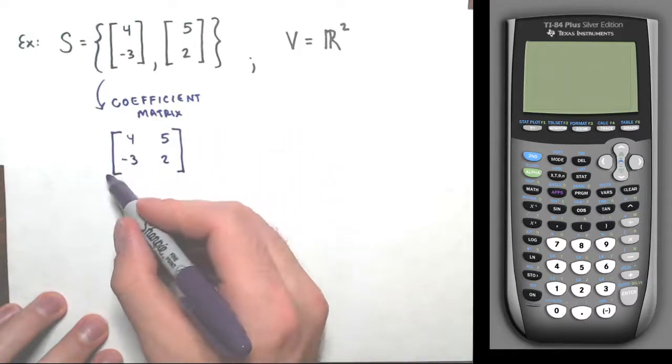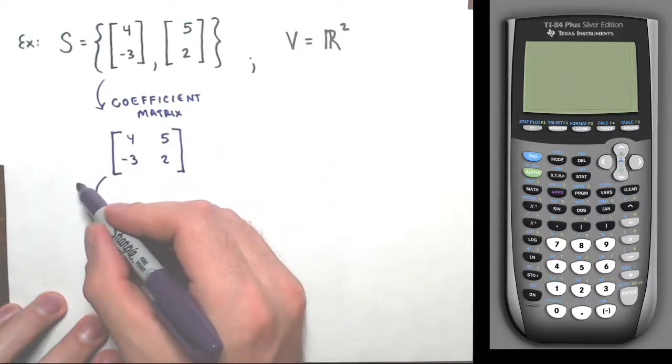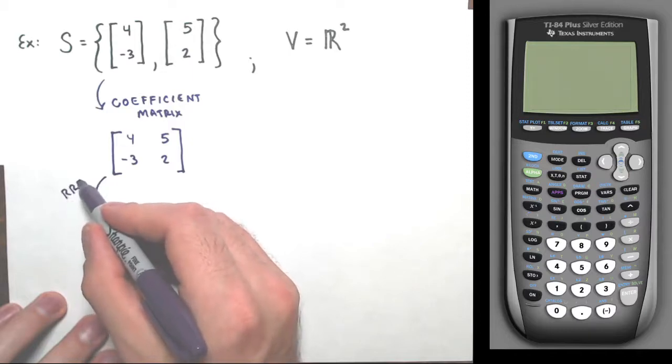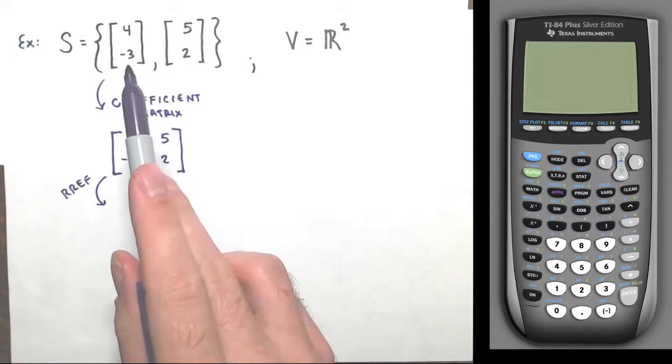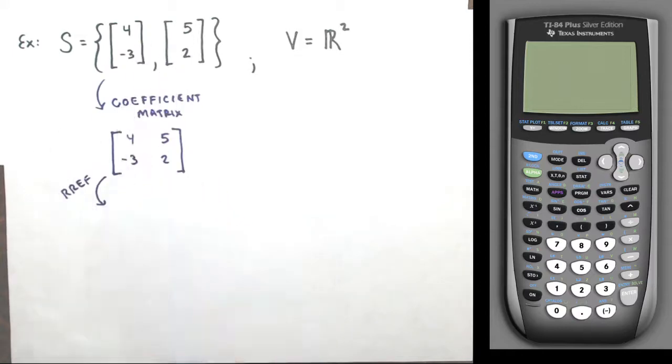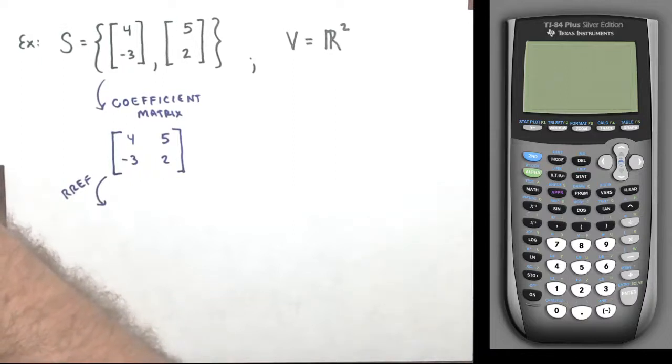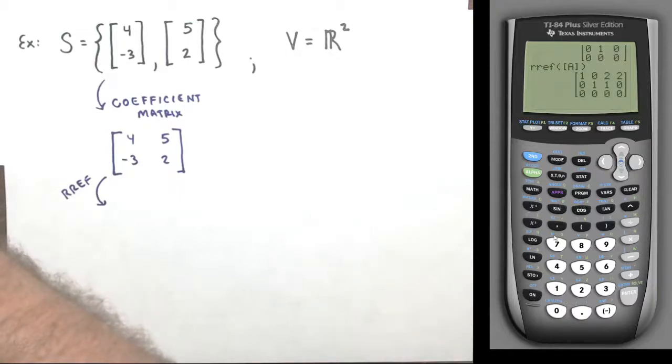All right, and I'm going to put this in reduced row echelon form. Now I'm already seeing that these are independent, right? These are not scalar multiples of each other. So the reduced row echelon form is going to be the identity matrix, but let me show you on the calculator as well. I'm just going to save some time in writing here.